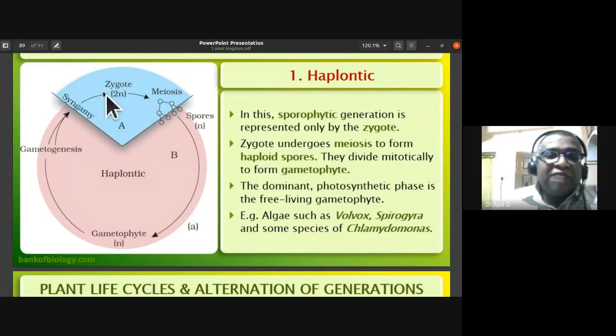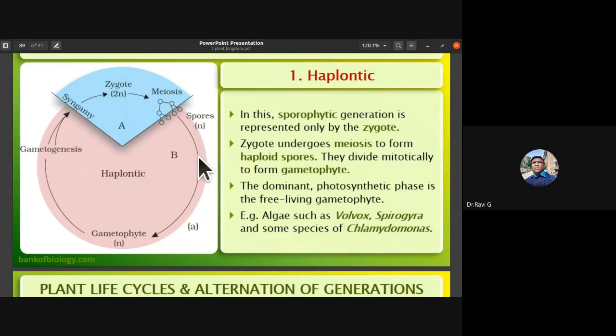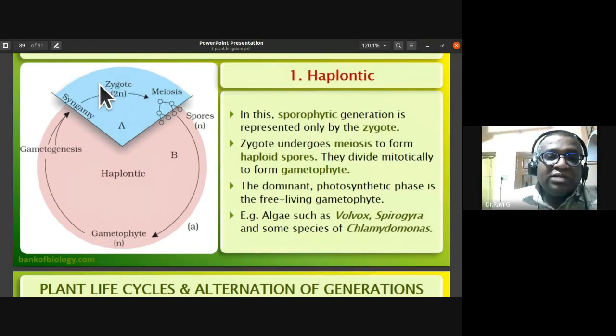In this life cycle, after the formation of the zygote, 2n, it undergoes meiosis to form spores. So this reduced zygote is the only diploid stage, whereas all the others are haploid stages. Here, the sporophytic generation is represented only by the zygote. Immediately, the zygote undergoes meiosis to form haploid spores, and they divide mitotically to form the gametophyte. So the sporophyte in the haplontic life cycle is seen only in the zygote stage. The dominant photosynthetic phase is the free living gametophyte.